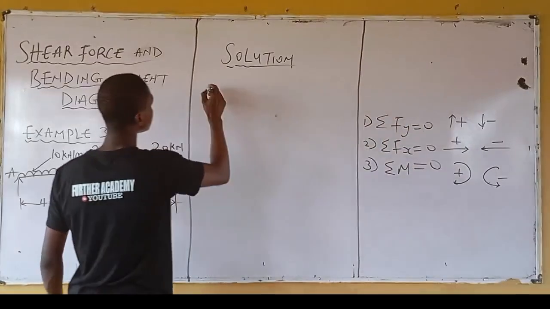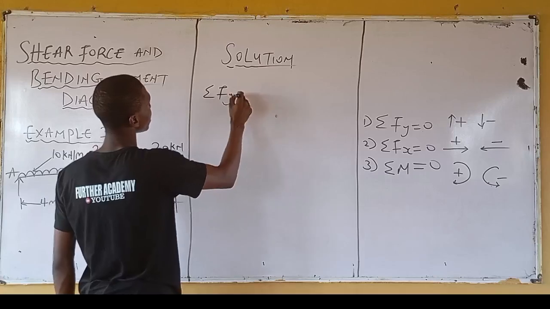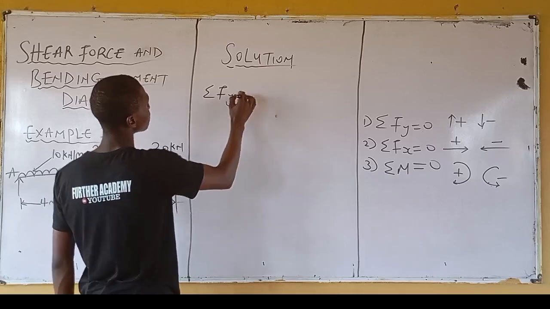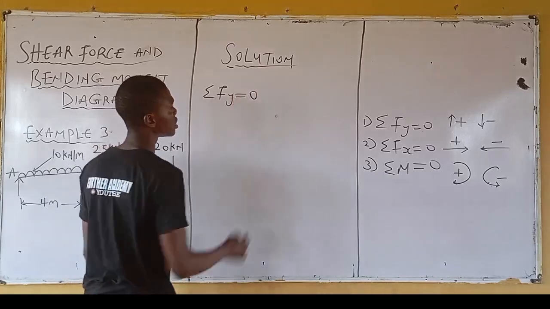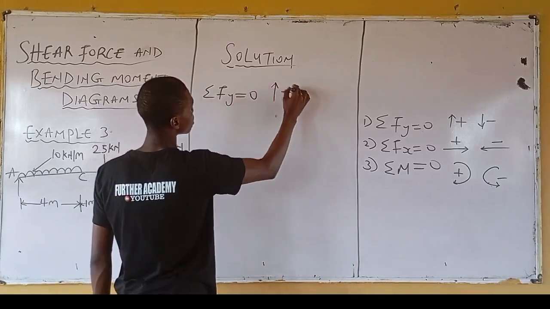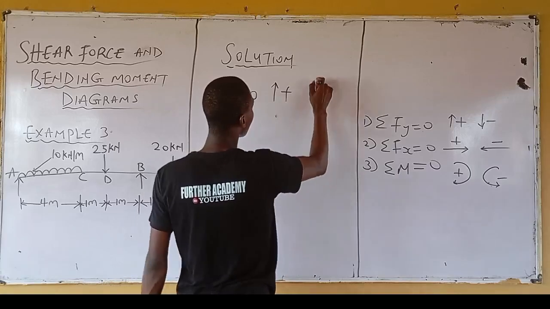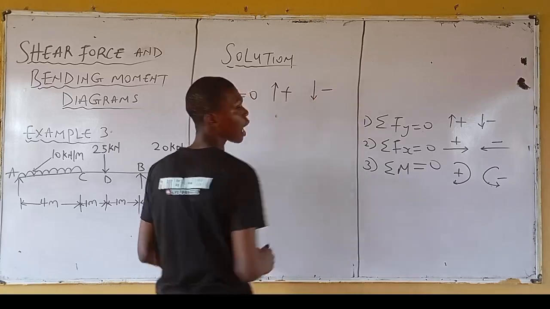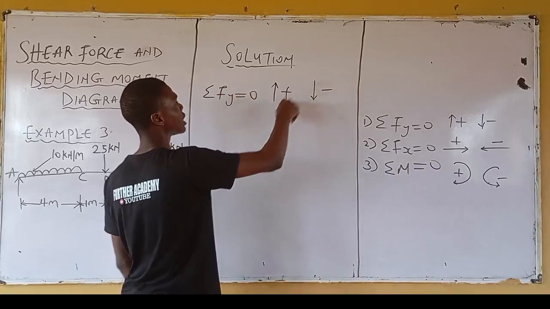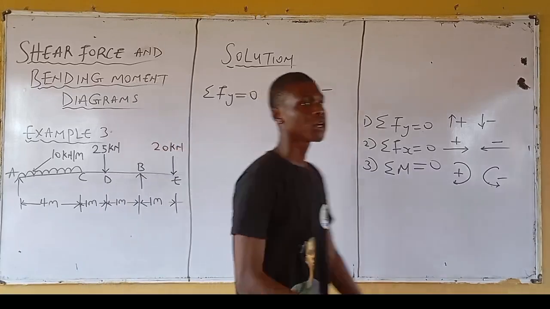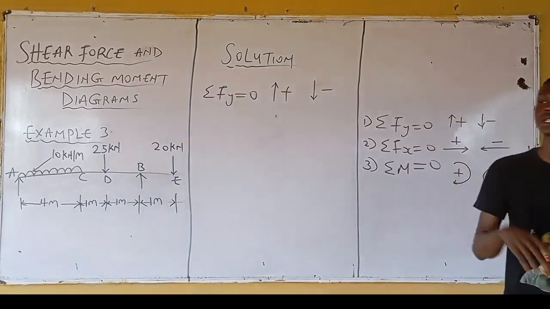Out of these equations of equilibrium, considering summation Fy equals 0, force of this nature is positive, force of this nature is negative. Now go back to your beam, identify how many forces of this nature you have and how many forces of this nature you have, considering your load. Let's do it this way.